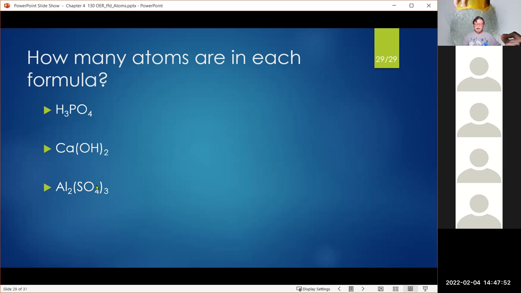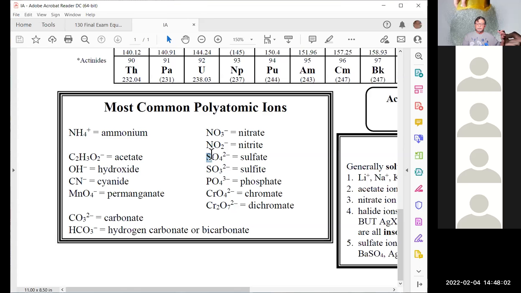So I see a parentheses, which sends me automatically to that table again. SO4 is in the parentheses. I look for SO4, and guess what? That is called sulfate. In fact, if you start looking at some of your food ingredients, you will find sulfate quite a bit.